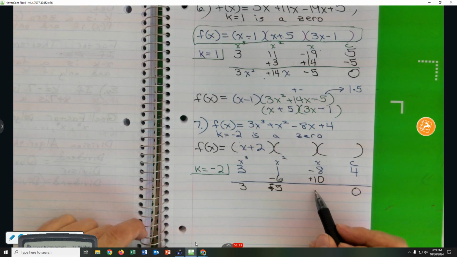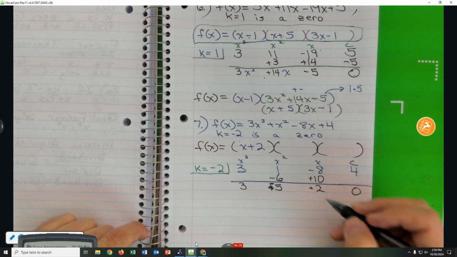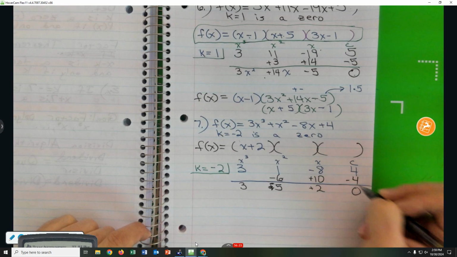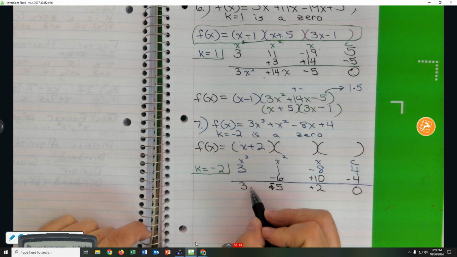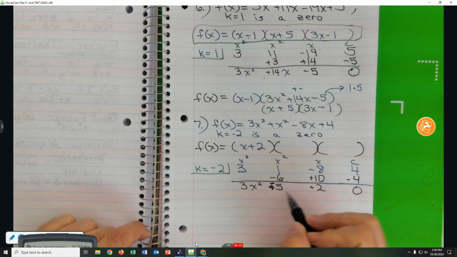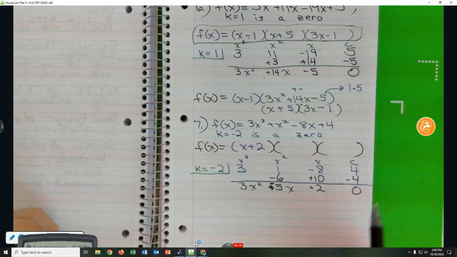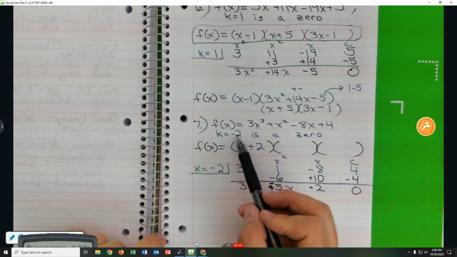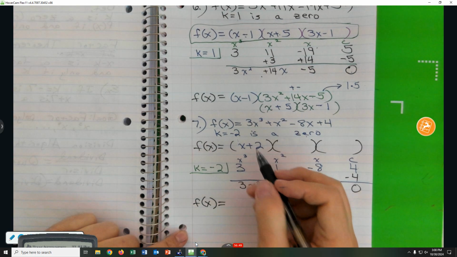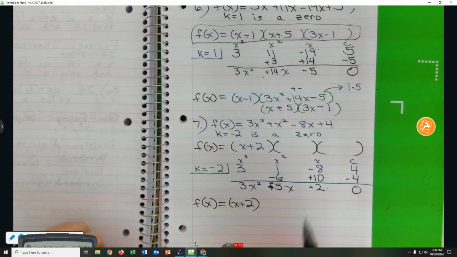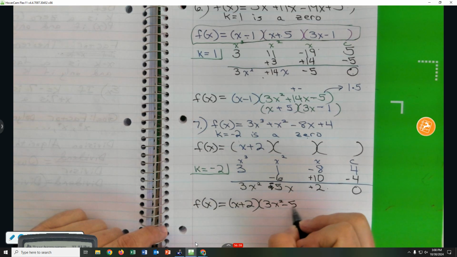What do I have here? A positive 2 here. Positive 2 times negative 2. Sure enough, that gives me a negative 4. So what's my quotient? 3, what have I got beside the 3? X squared minus 5x plus 2. And once again, that remainder being 0, we knew it had to be a 0 because they told us that negative 2 is a 0. So at this point, we have x plus 2, that's the first factor, that's our divisor, times the quotient, 3x squared minus 5x plus 2.